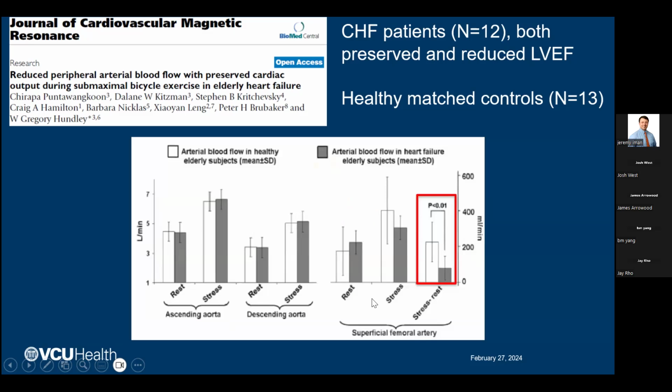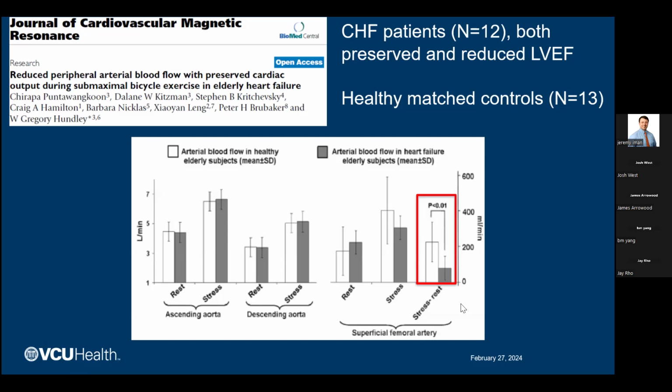And what they found was the superficial femoral artery had a significant difference in augmentation of flow between the healthy subjects and the heart failure in elderly subjects, suggesting that there's a problem with the peripheral arterial shunting of blood to the skeletal muscles. And so, the question of these patients with heart failure, why do they have trouble exercising?